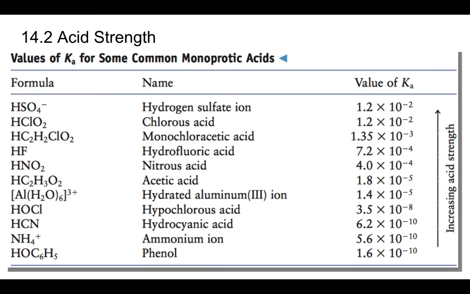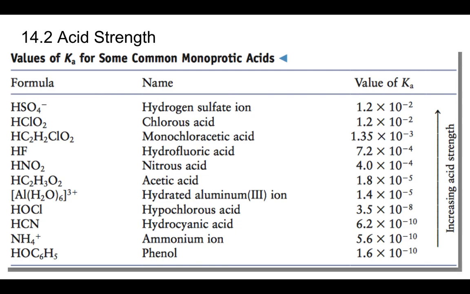Hypochlorous acid, hydrocyanic acid, HCN. CN minus is called the cyanide ion, so we call it hydrocyanic acid. The ammonium ion: that's the conjugate acid of ammonia. Ammonia must be a base because NH4 plus, its conjugate acid, is an acid with a Ka of 5.6 times 10 minus 10.